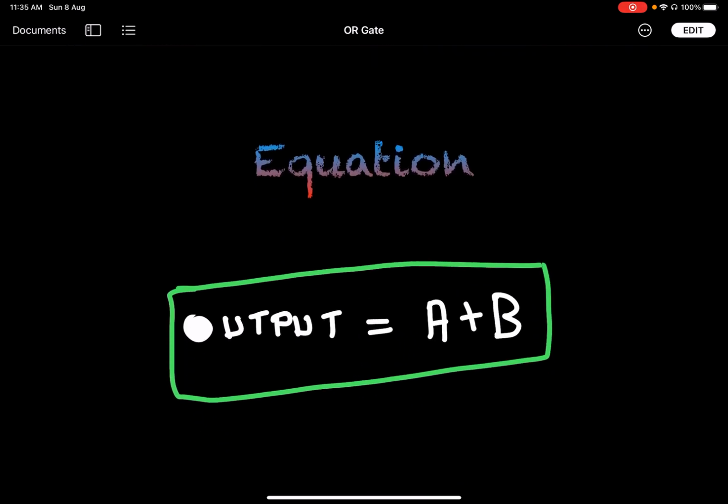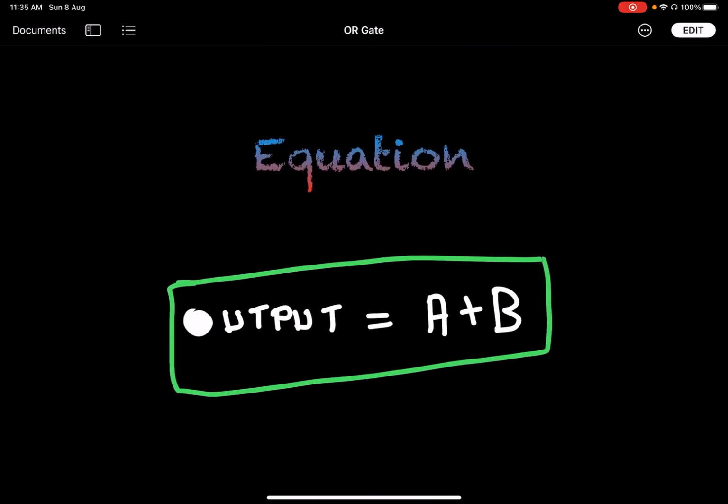Now let's write the equation for it. Output equals A plus B. True we represent by 1 and false we represent by 0. If A is 1, output will be 1. If B is 1, still the output will be 1. If both are 1, then also the output is 1. If both A and B are 0, then 0 plus 0 is 0. So that's how we represent an OR gate.